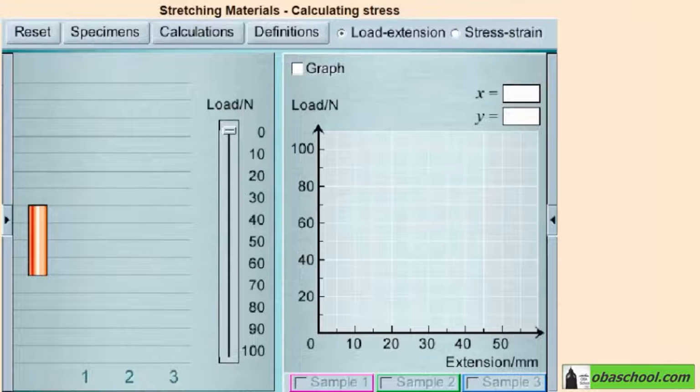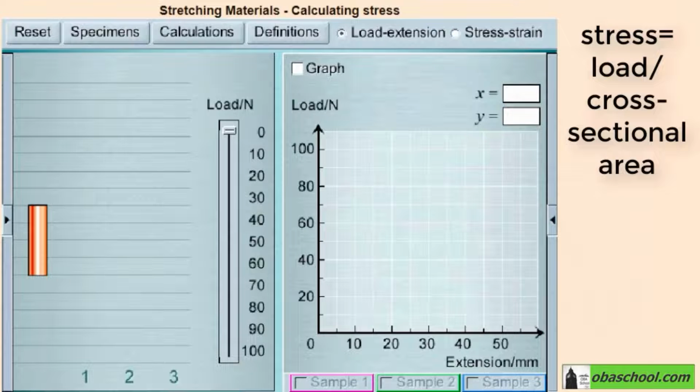Everyone! In this video, we're going to calculate the stress. Actually, stress is an important parameter in order to take into account the fact that different specimens have different cross-sectional areas. Stress needs to be calculated since stress equals load divided by cross-sectional area.